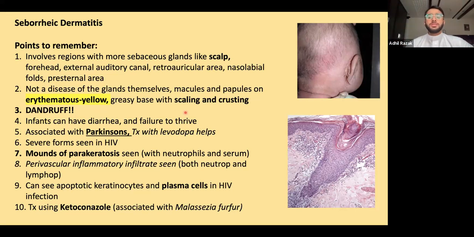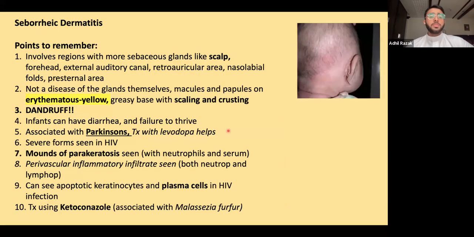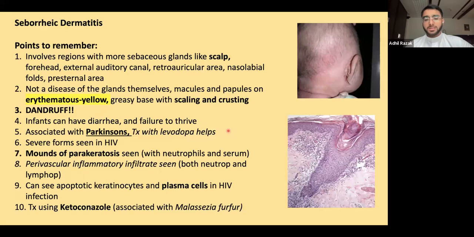Dandruff is pretty obvious and an important point for seborrheic dermatitis. Infants with seborrheic dermatitis can have diarrhea and failure to thrive. It is also associated with Parkinson's or neurological conditions. Treatment with levodopa helps; this patient does not take levodopa, they're taking pramipexole. The association being made is that when the Parkinson's condition itself is improved, the seborrheic dermatitis is also improved.